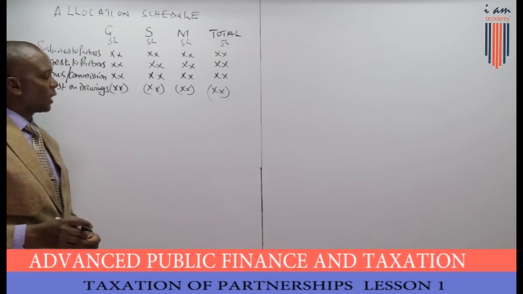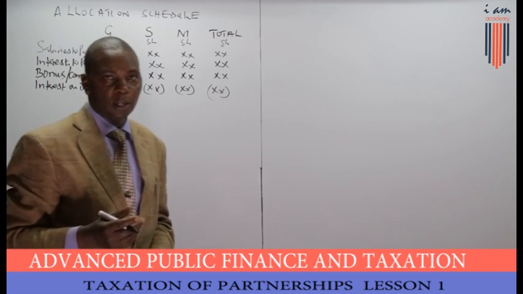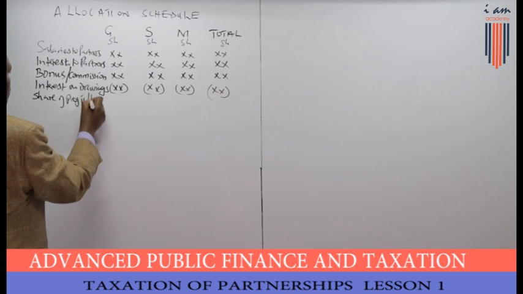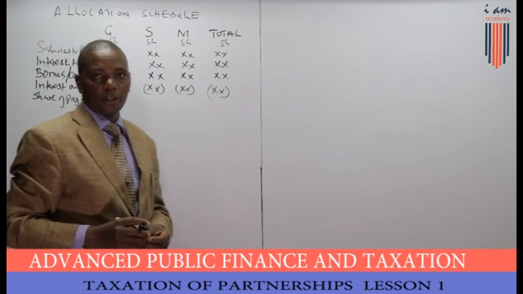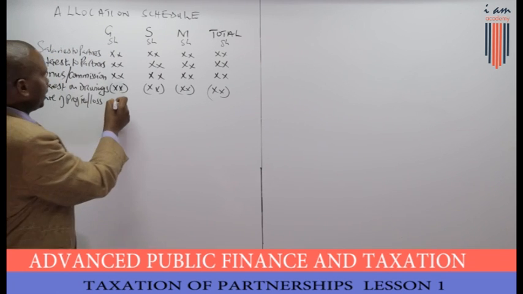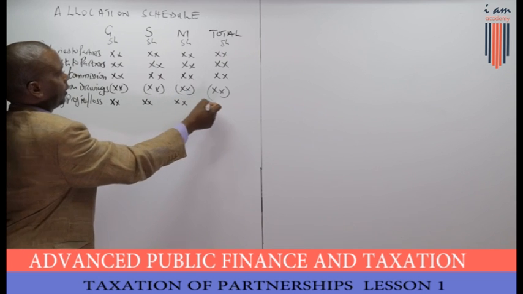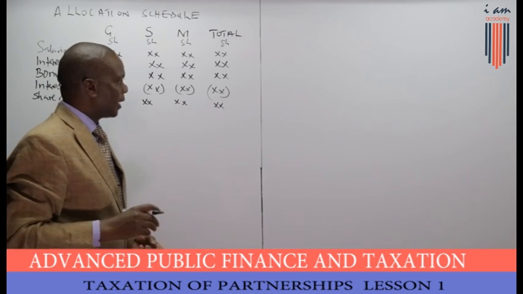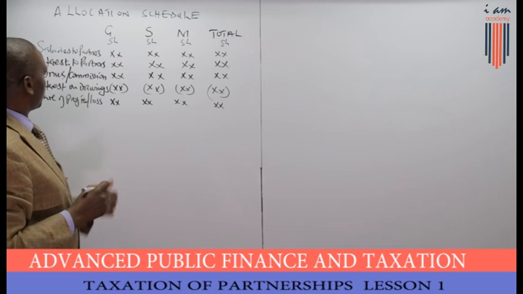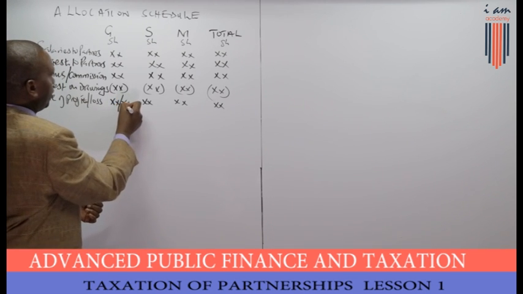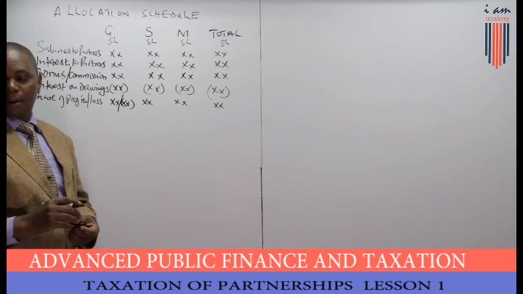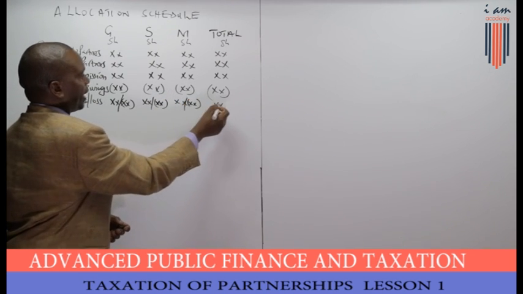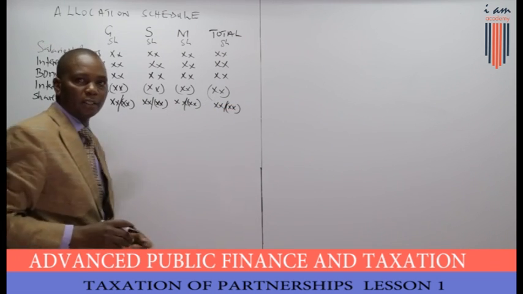Then after we show that, we shall have the share of profit or loss. If the partnership made a profit, they will share the profit. If the partnership made a loss, that is, the adjusted income is not a profit but instead a loss, then they will just share the loss, and I will indicate it by XX again, but now in brackets. So this is in a situation whereby it's a loss.